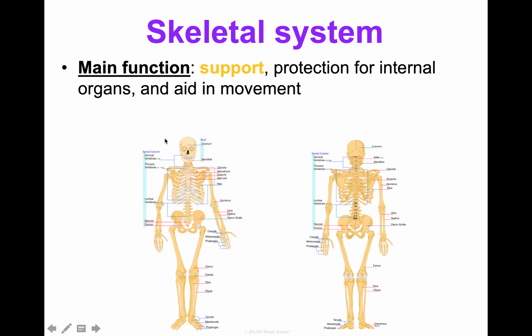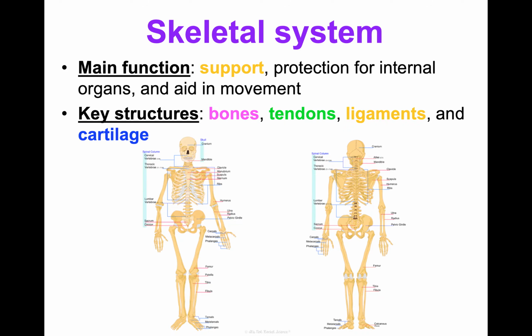And then, of course, it helps us be able to move. Key structures are our bones, of course, but there's more there. There's our tendons and our ligaments and our cartilage. So there's a lot that makes up the skeletal system, more than meets the eye, if you will. There's actually 206 bones in our human body, which is pretty fascinating. The femur being our longest, which is in your thigh, and then the smallest being in your inner ear. Teeny tiny bones in there, but we'll get more into that.